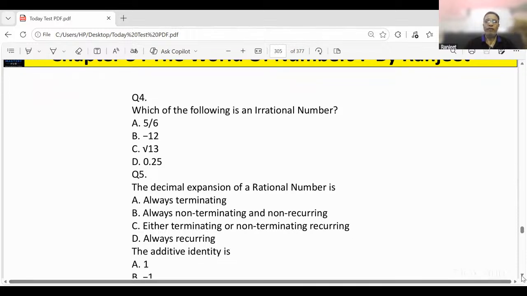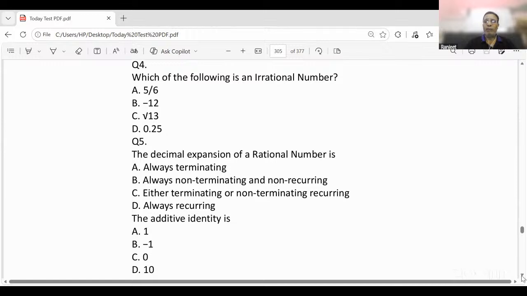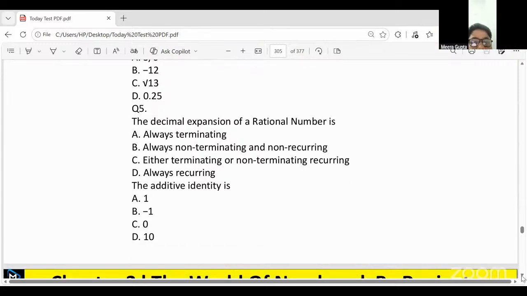Question number 5. The decimal expansion of a rational number is always: A, terminating; B, always non-terminating and non-recurring; C, either terminating or non-terminating recurring; D, always recurring. What is your answer now? Sir, C. Okay.